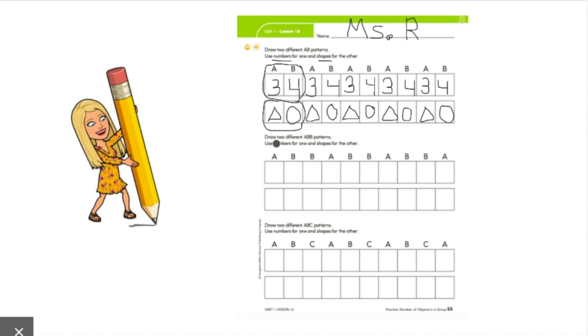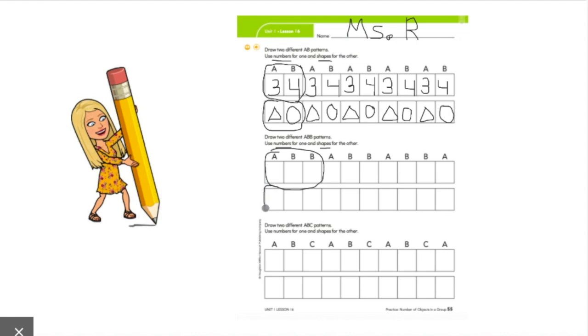Then it says draw two different ABB patterns. Use numbers for one and shapes for the other. So just like we did up here, we have to make our patterns, but this time it's an ABB pattern. So anything in these three boxes are going to repeat. Remember, we use numbers for one and shapes for the other.